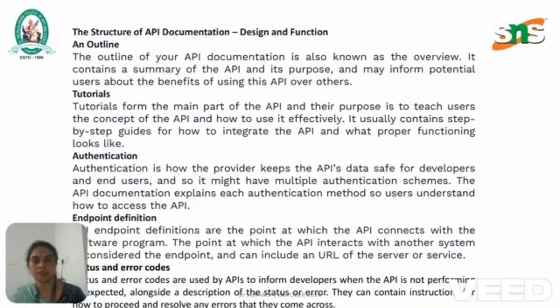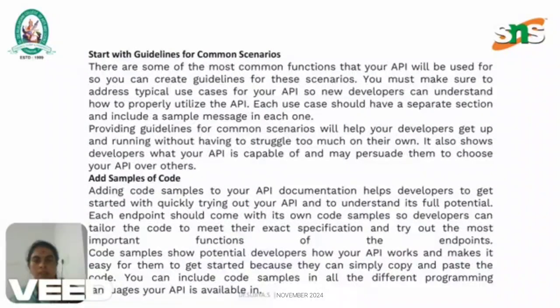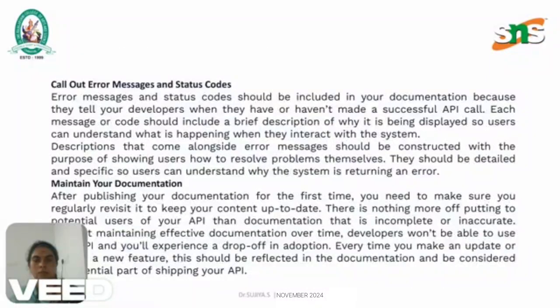How to write your first API documentation: by recognizing the audience, then creating a user journey map, next starting with guidelines for common scenarios, and finally adding samples of the code. Call out error messages in status codes and maintain your documentation.